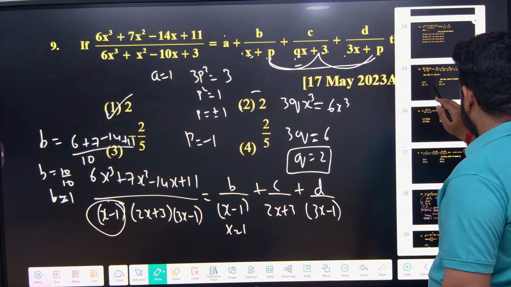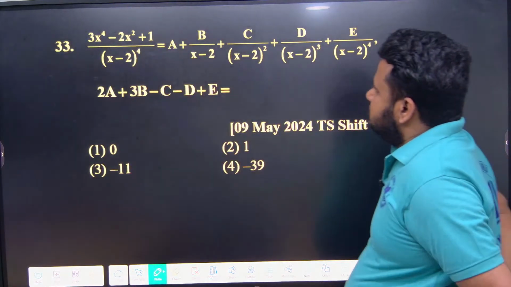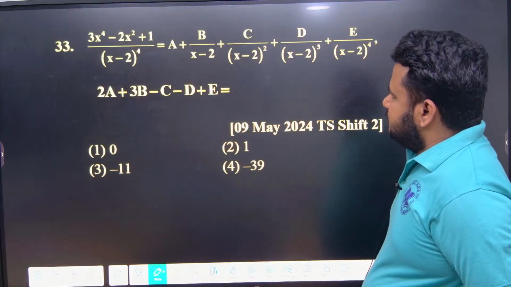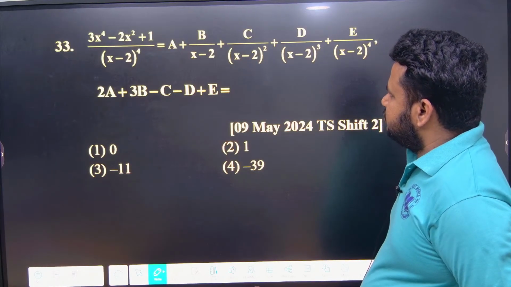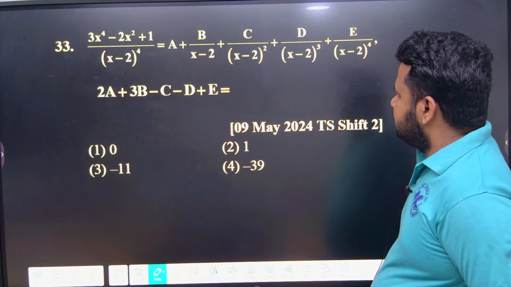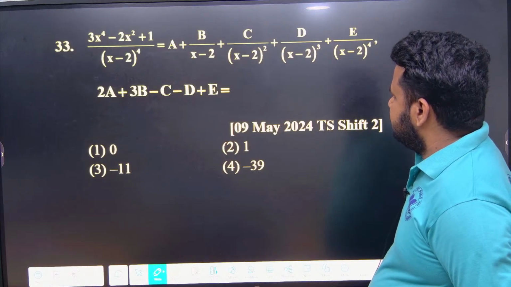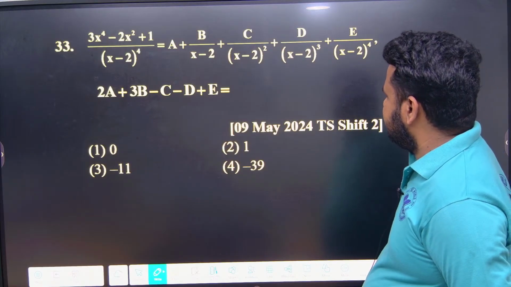One more question on improper fractions. Look at this. Both the powers are the same, to the power of 4 and to the power of 4, so definitely this is an improper fraction. They are asking for 2a plus 3b minus c minus d plus e.